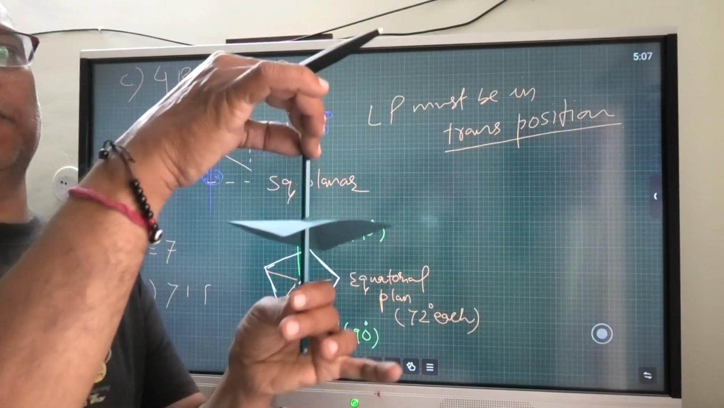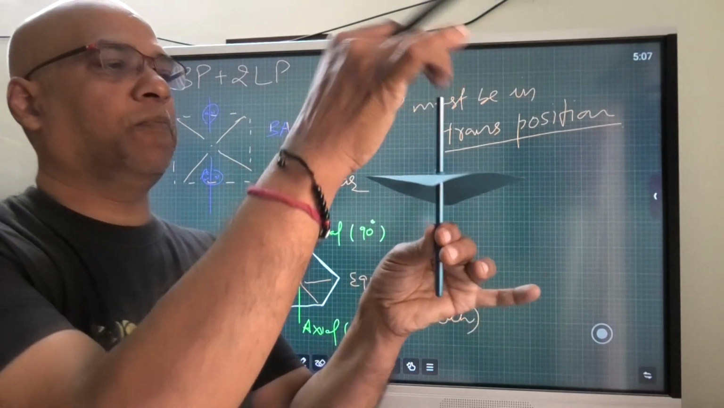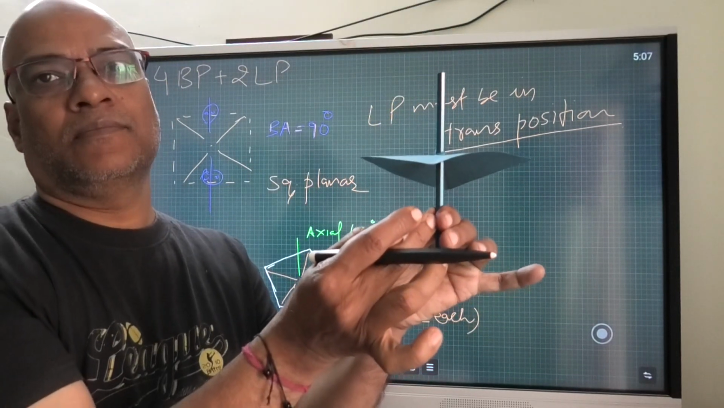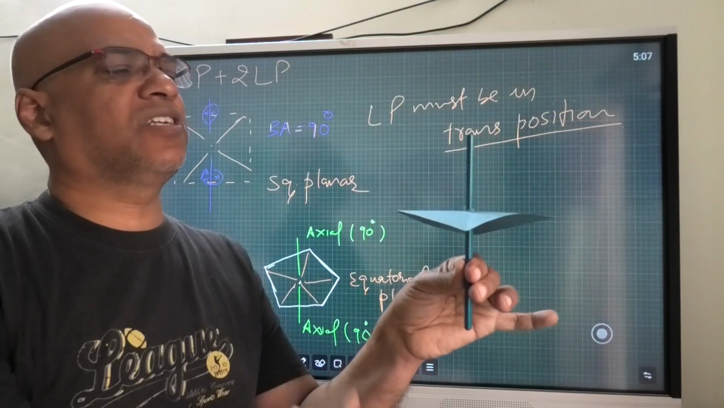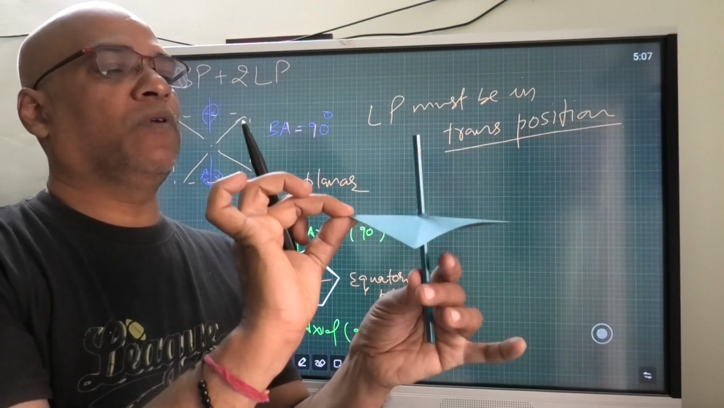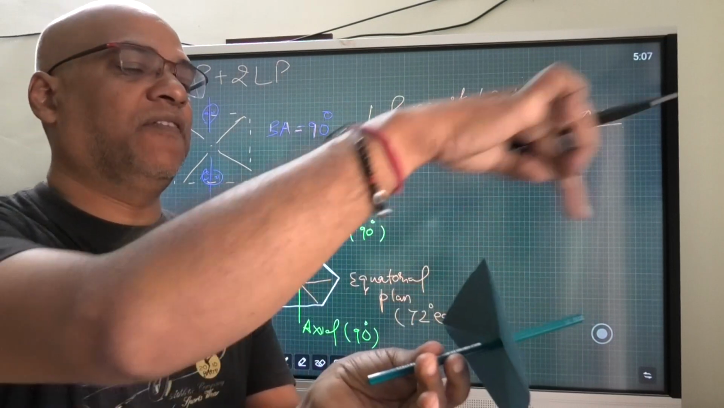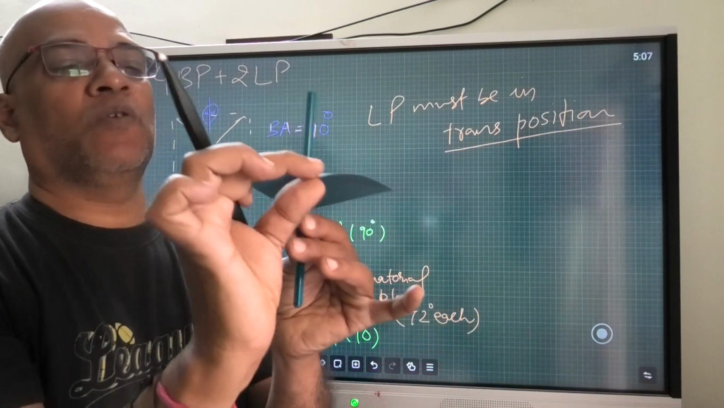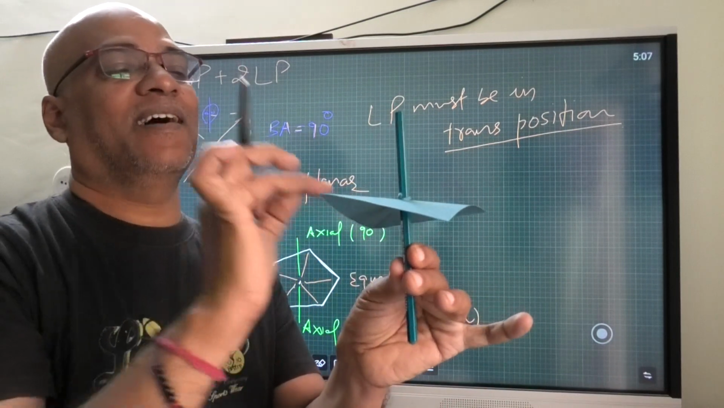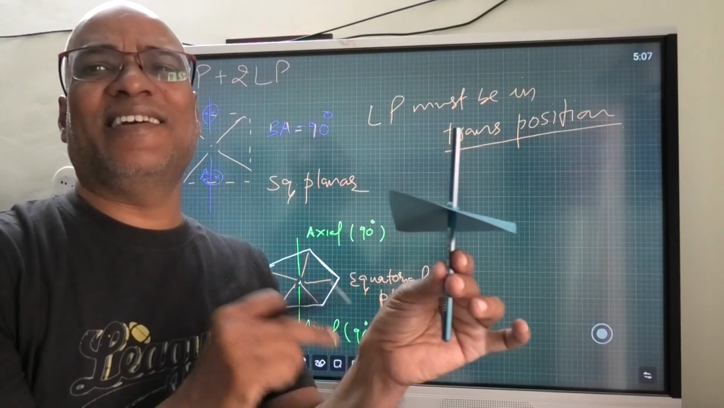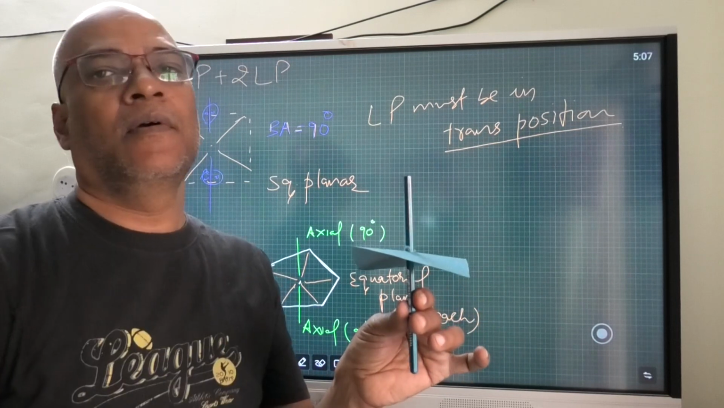Suppose one lone pair is here, then the other lone pair must be opposite to it. And you can use any position; all positions are equivalent. If you put one lone pair here and another lone pair opposite, again it will be a square planar. In each and every case, it will be a square planar.